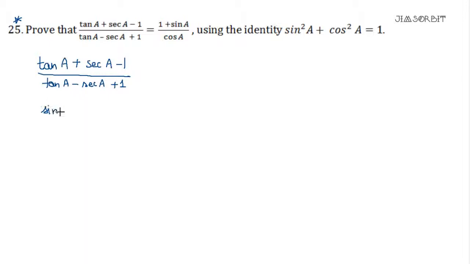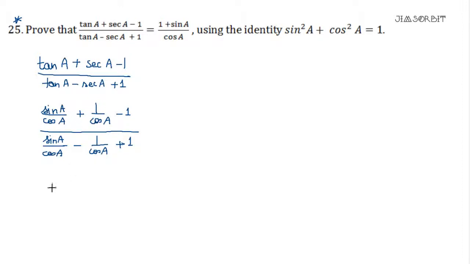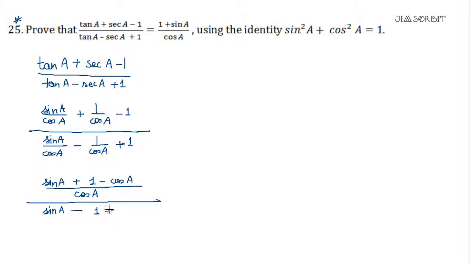Tan is what? Sine by cos. Sec is what? 1 by cos. And 1 upon tan is what? Sine by cos. Sec is 1 by cos plus 1. Now if you take the LCM of cos A, it will be sine A plus 1 minus cos A by cos A, whole upon this. Now again if you take cos A as LCM, it will be sine A minus 1 plus cos A upon cos A.